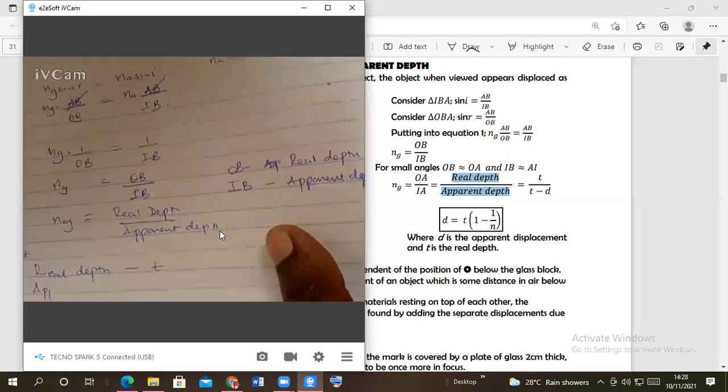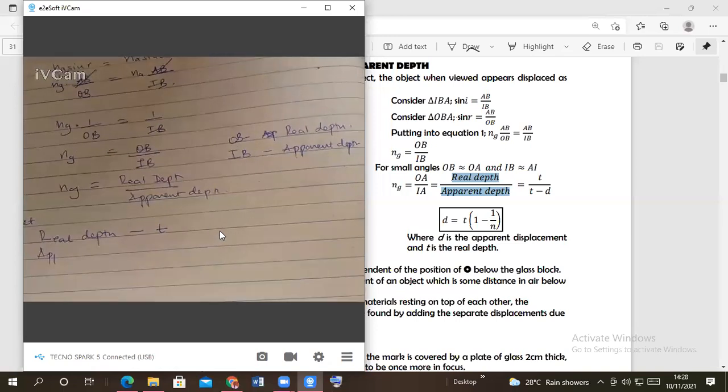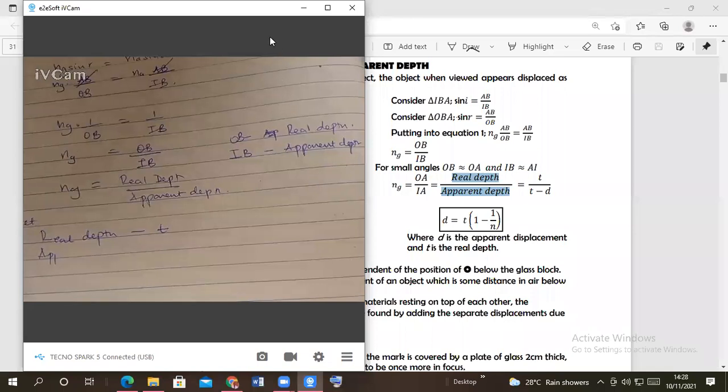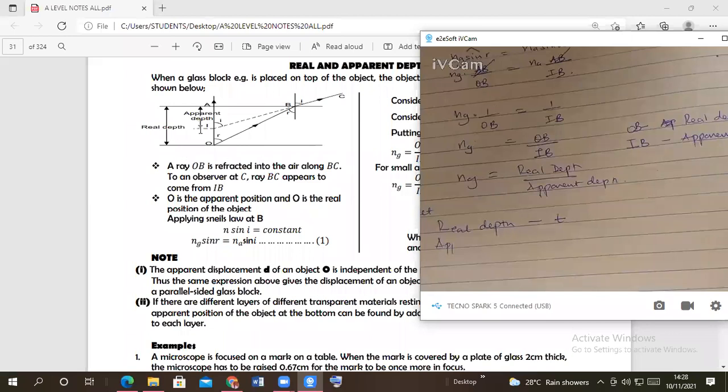Now there's what we call the displacement. Here it is not shown, but there is what we call the displacement distance, or the distance that is displaced. That distance is from O to I, and it is what we call the displaced distance. So how do we get that displaced distance?